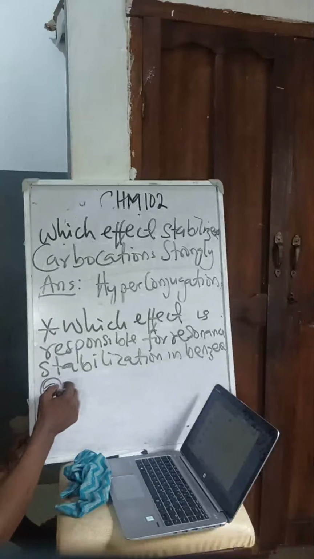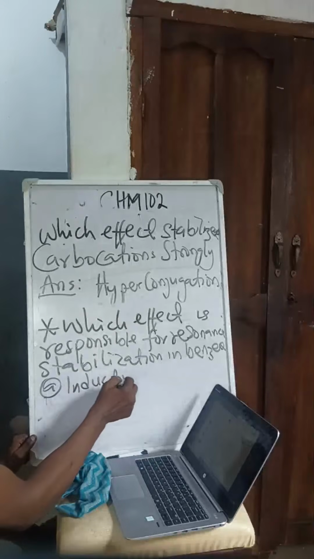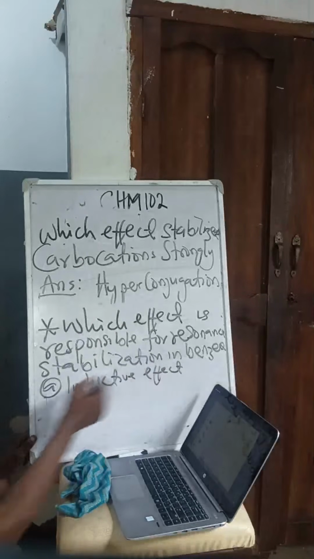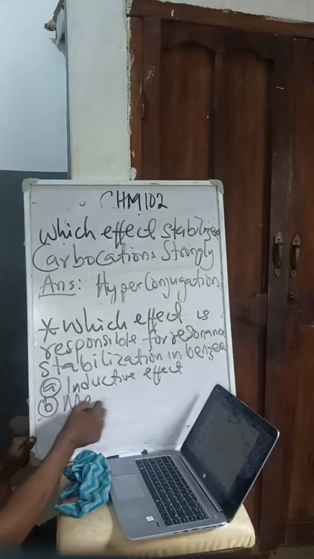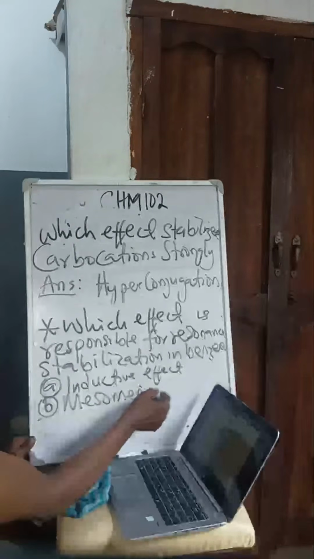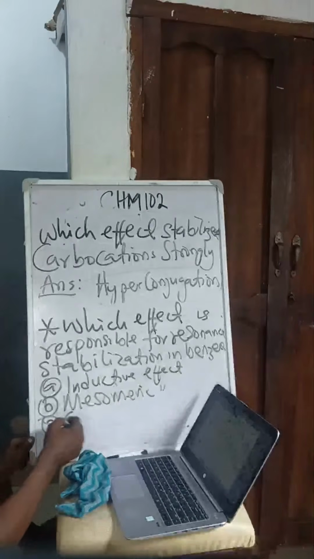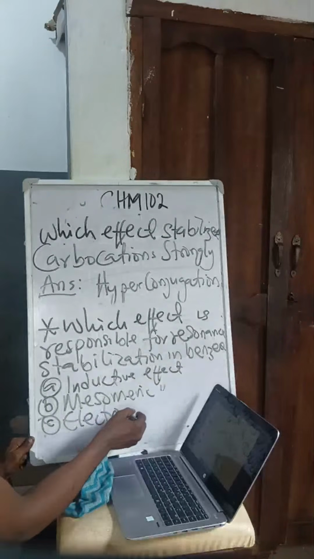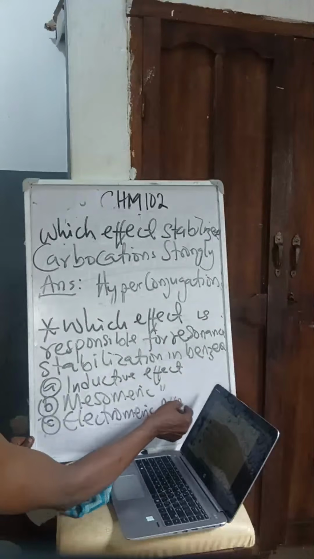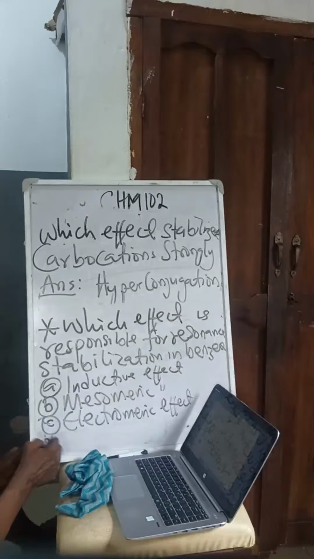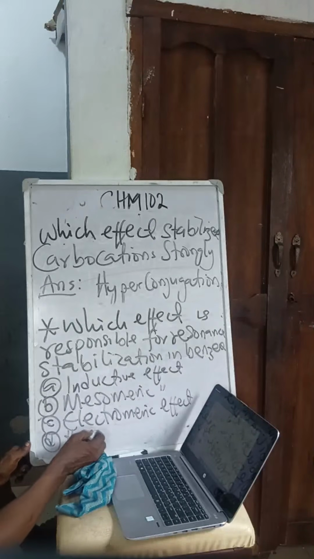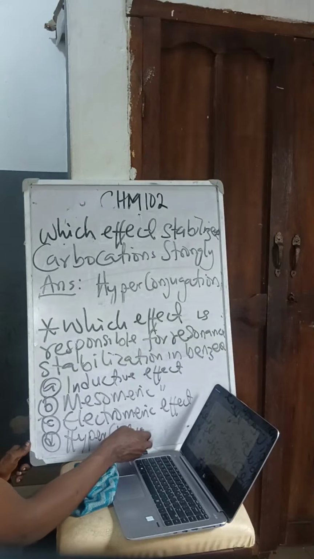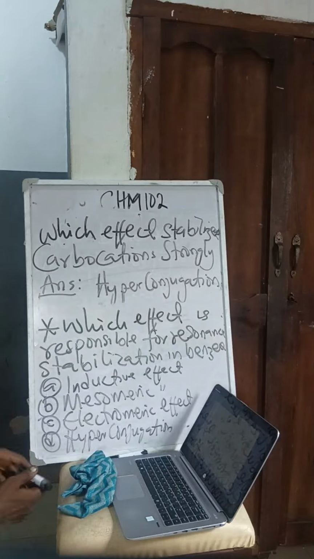Which effect is responsible for resonance stabilization in benzene? A, inductive effect. B, mesomeric effect. C, electromeric effect. D, hyperconjugation. If you get it, you are good.